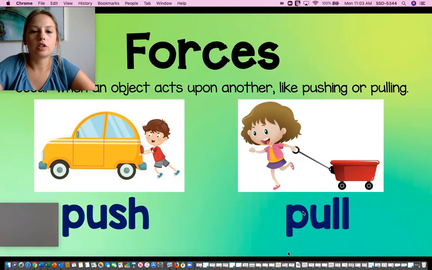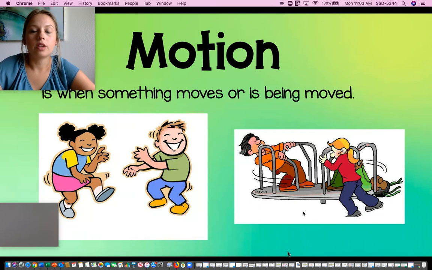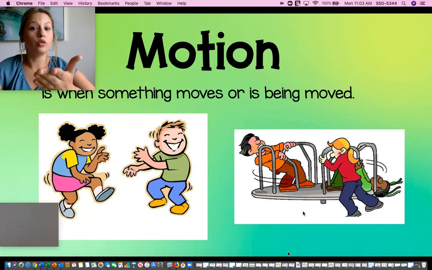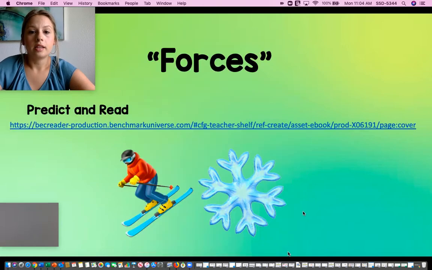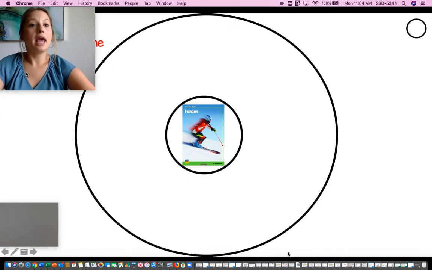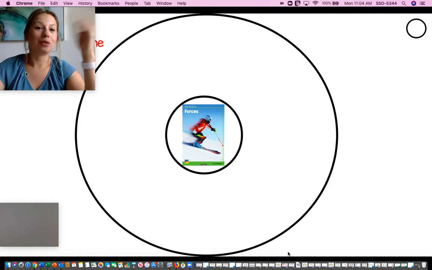Okay, so we talked about forces being push and pull. We talked about motion, which is you moving or things that can be moved, right? And then we read our forces. And now we're going to get to our thinking map that we were going to do yesterday, but the video was really long, so we're doing it today.